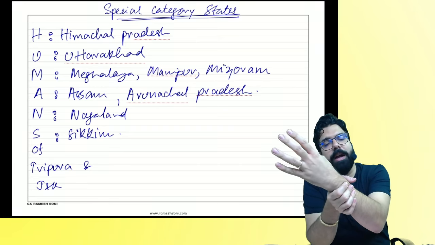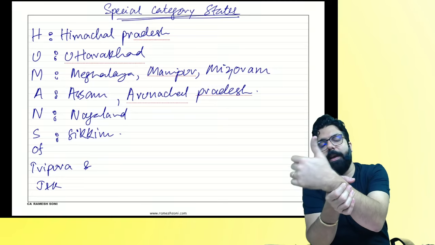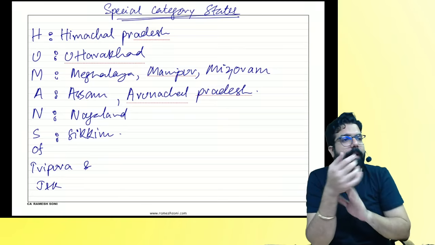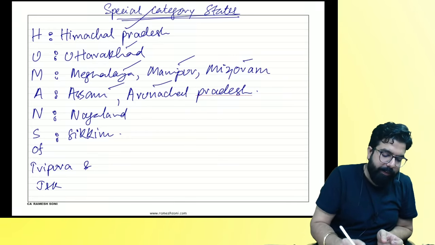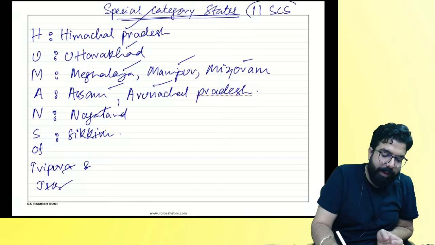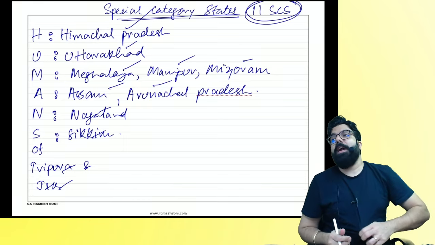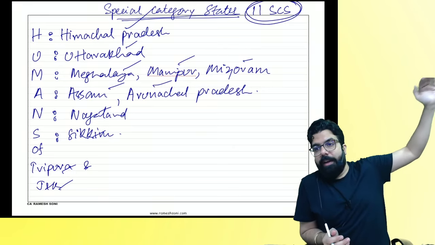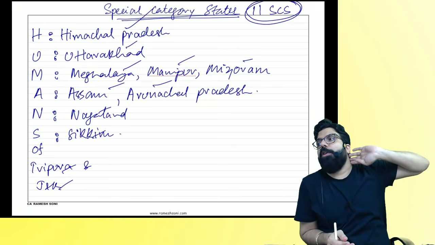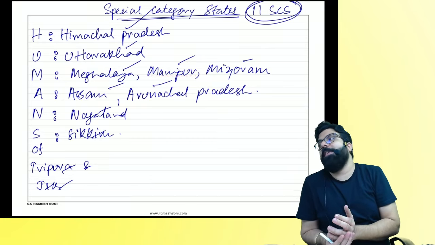N for Nagaland. S for Sikkim. And Tripura and Jammu and Kashmir. How many special category states? 1, 2, 3, 4, 5, 6, 7, 8, 9, 10, 11. 11 special category states. Now, these special category states are hilly regions, etc. The government went ahead and told that for these special states, we will make special provision.